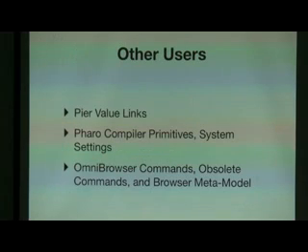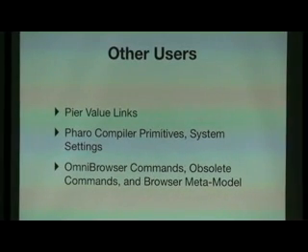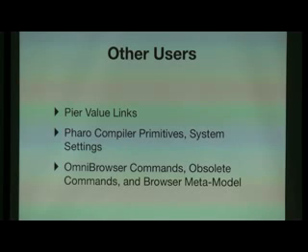Okay. So there are other uses of that. For example, in Pier, we have different kinds of link types that use this pattern. Or the primitives in the Pharo compiler use that pattern. So if you want to add a new primitive type, you just add an extension method into the compiler with the primitive pragma, and then it automatically supports this new primitive type. And I've already talked about the Omni Browser commands and the obsolete commands as they are called there.